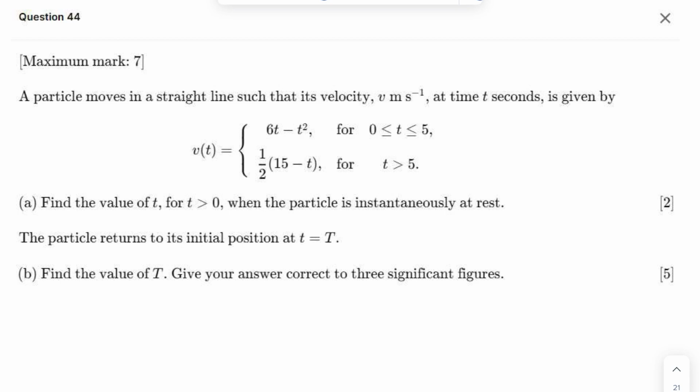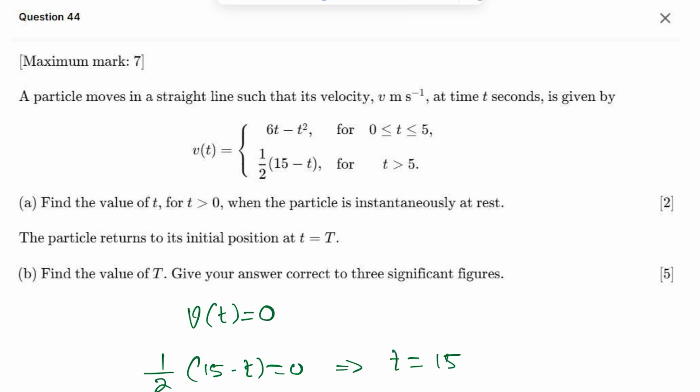Next, question number 44. A particle moves in a straight line with velocity given for 0 to 5 and beyond 5. Find the value of t for t greater than 0 when the particle is instantaneously at rest. So the velocity should be equal to 0. I take (1/2)(15 − t) = 0. It implies t should be equal to 15 seconds.